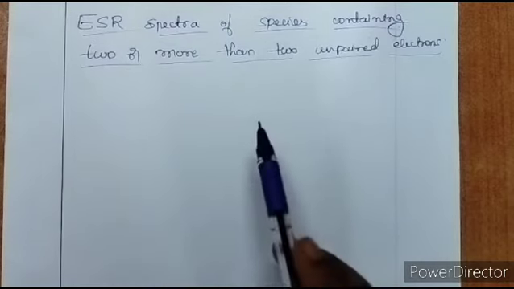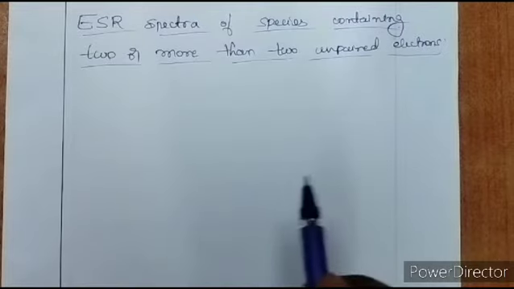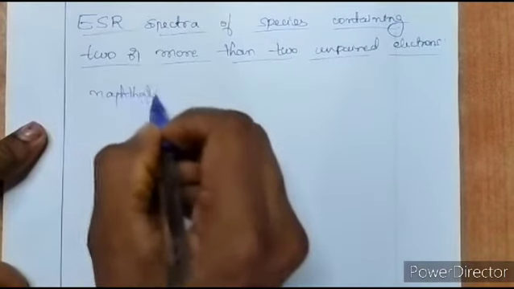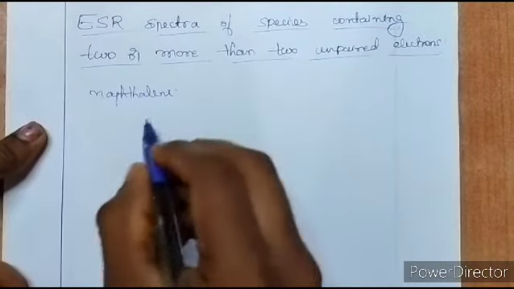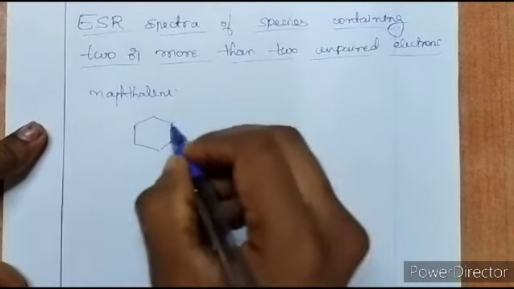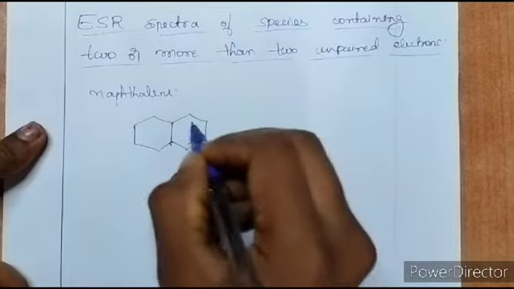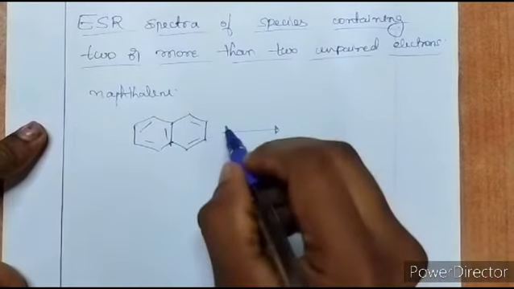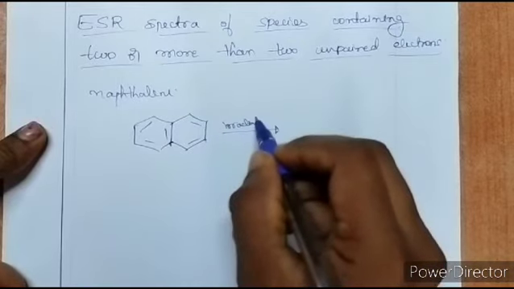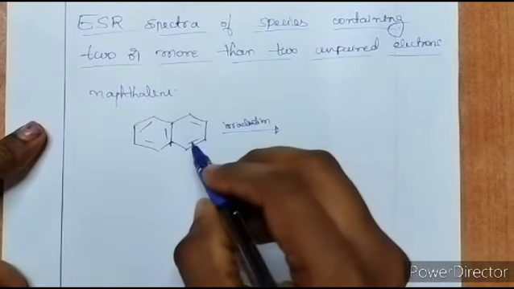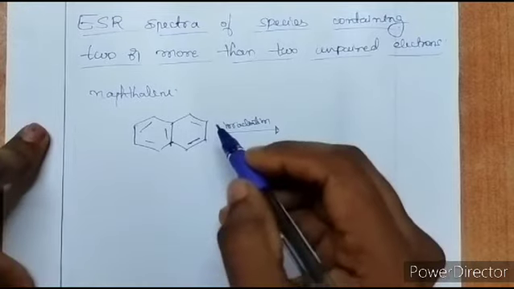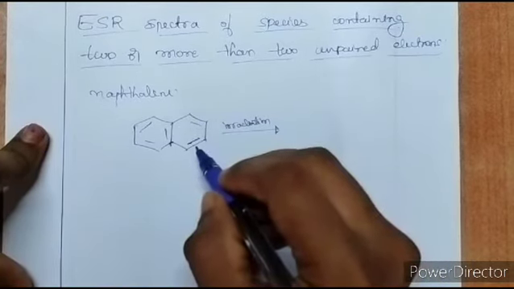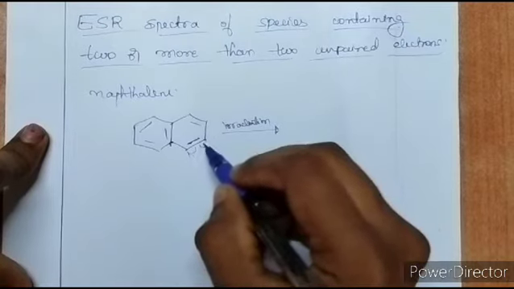To explain this concept, I'll be taking an example of naphthalene. Let me write the structure of naphthalene first. This is the structure of naphthalene. If you irradiate this naphthalene, whenever you give the radiation, one of the bonds present in naphthalene cleaves homolytically to give the biradical.